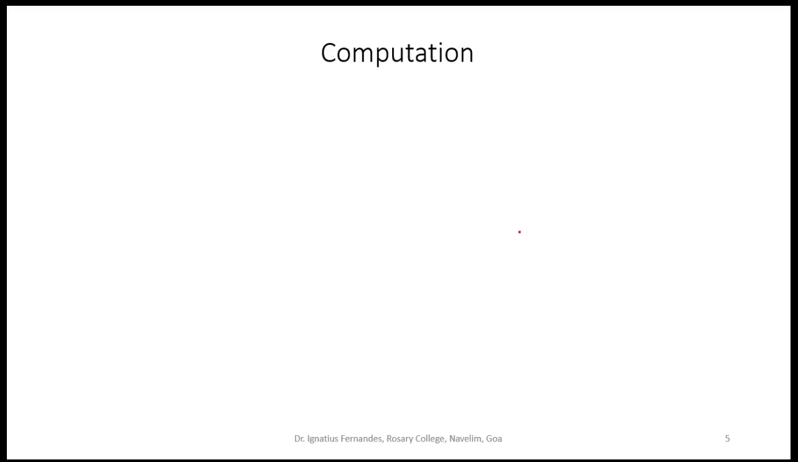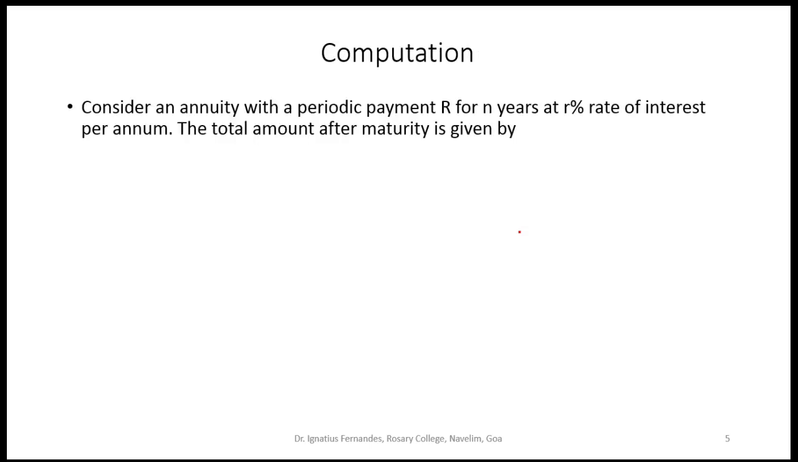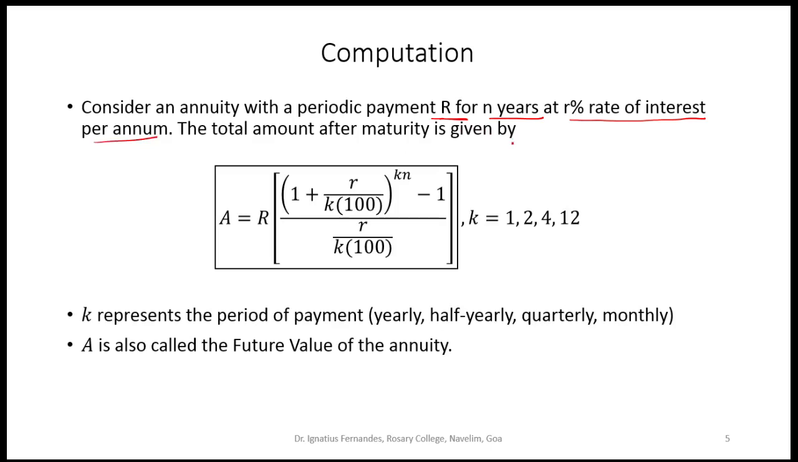So the way we calculate is using a formula. Consider an annuity with a periodic payment of R for n years at R% rate of interest per annum. Then the total amount after these n years is given by a formula like this. A is equal to R, the periodic payment, into 1 plus r upon k into 100 raised to kn. This is similar to compound interest, upon r upon k into 100.